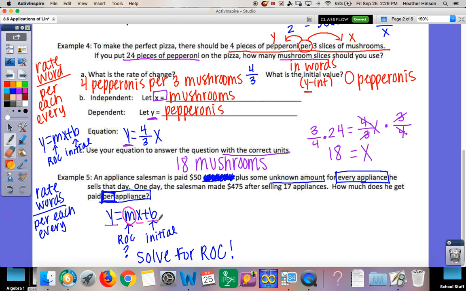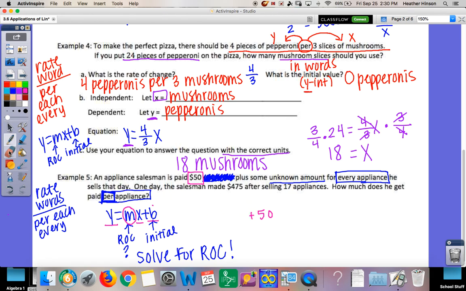So going back to the initial, how much does he start with for going to work that day? Well, just for going to work, he gets paid $50. He didn't have to sell a single thing. He gets paid $50. So that's going to be your initial. So I'm going to put plus 50. Then I'm going to move that down. So plus 50.